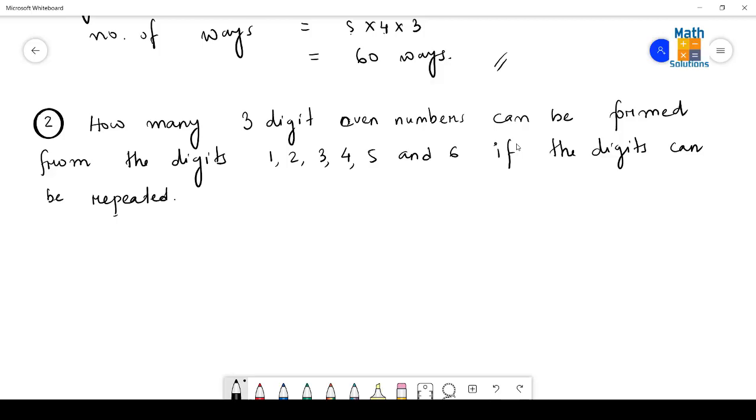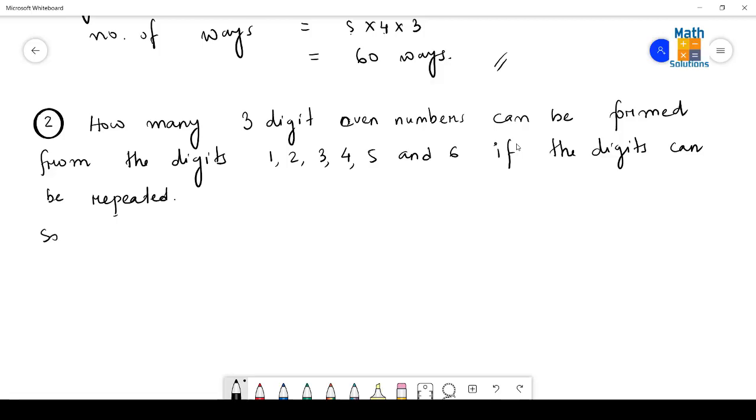Means repetition is allowed here, but there is one restriction. That is what? We have to form 3-digit numbers, but what kind of numbers? Even numbers. That means the ones place should always be an even number. Means ones place can be filled only with those numbers which are divisible by 2.